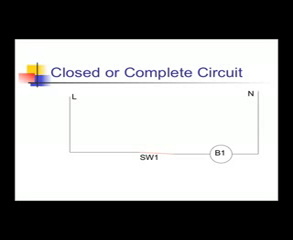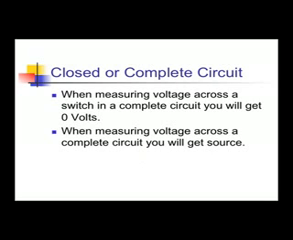A closed or complete circuit is one that has a complete path: source, switch, and load. The load is operational in a complete circuit. The switch is closed in a complete circuit. This is an example of the same circuit, but complete. We have our line and neutral, those are our source. We have a path, which is the wire. We have a closed switch at switch 1. And we have a working load.